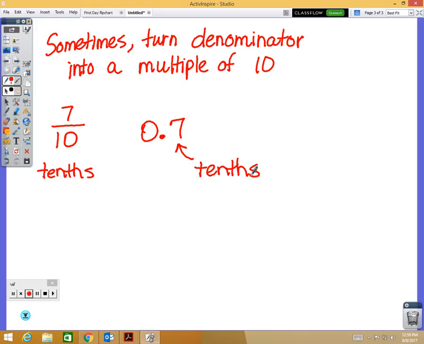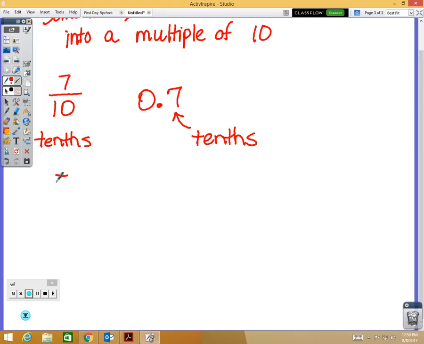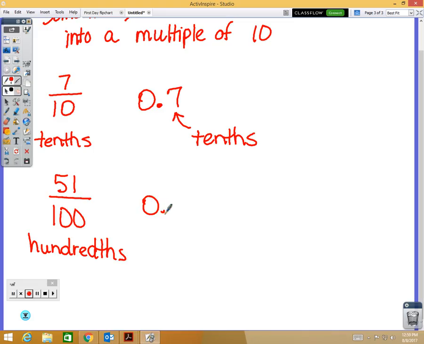Same thing if we had 51/100. This would be 51 hundredths. If we were writing that as a decimal it would be 0.51, because that is the hundredths place. You really aren't going to see anything bigger than 1,000, right? So we have tenths, hundredths, thousandths. If it already has a multiple of 10 as the denominator, then it makes it kind of easy. You just put whatever your numerator is after your decimal.